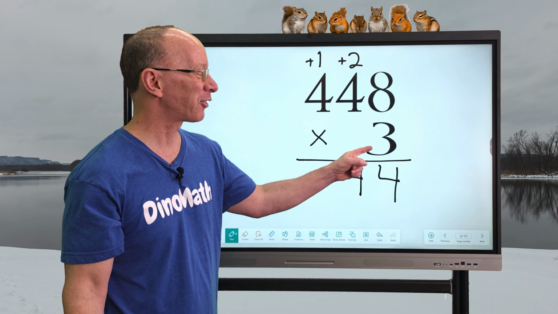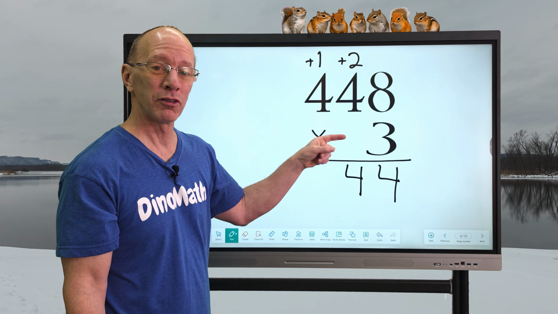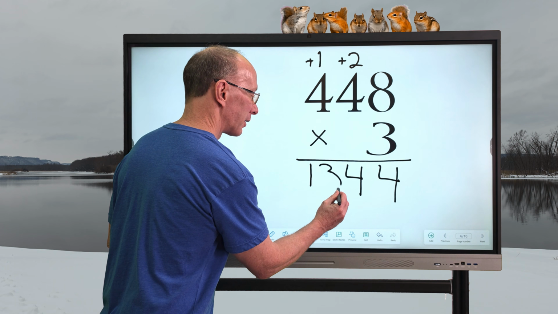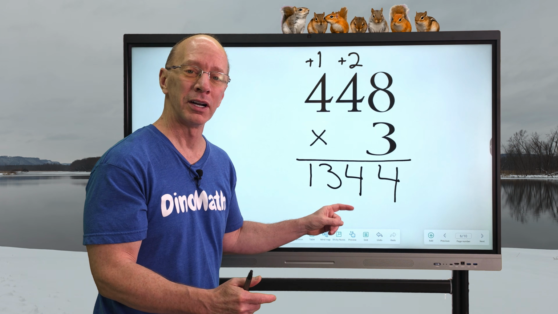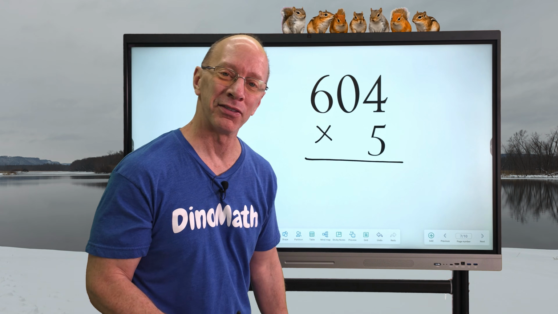So now I take 3 times 4 equals 12. Now I can add that 1. So 12 plus the 1, 13. So I put 13 right here. That's it. That's the answer. 1,344. Ready to try another one? Yeah, let's do it. All right, gotta make math fun.